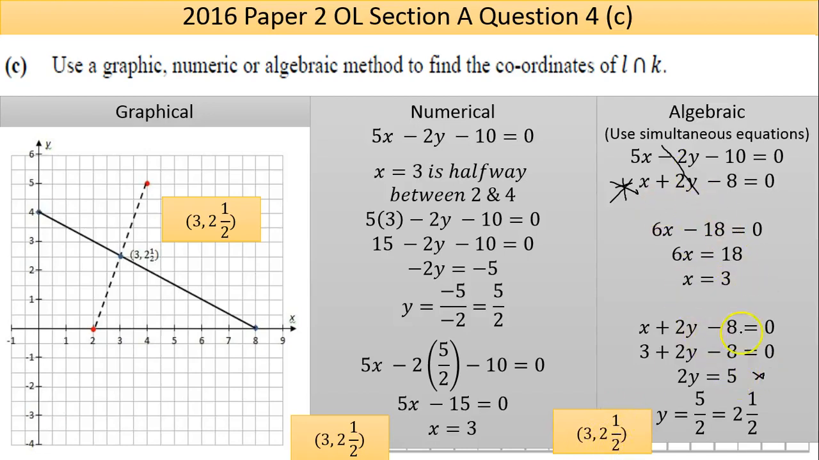So using algebra. Again, graphical might be the most obvious. Numerical, I wouldn't think of doing that. Algebraic would be the one I probably personally would default to, mainly because I know that method inside out. And it's one of these methods you kind of have to know inside out. So when it happens, you're kind of almost glad it happened because you're in safe territory.